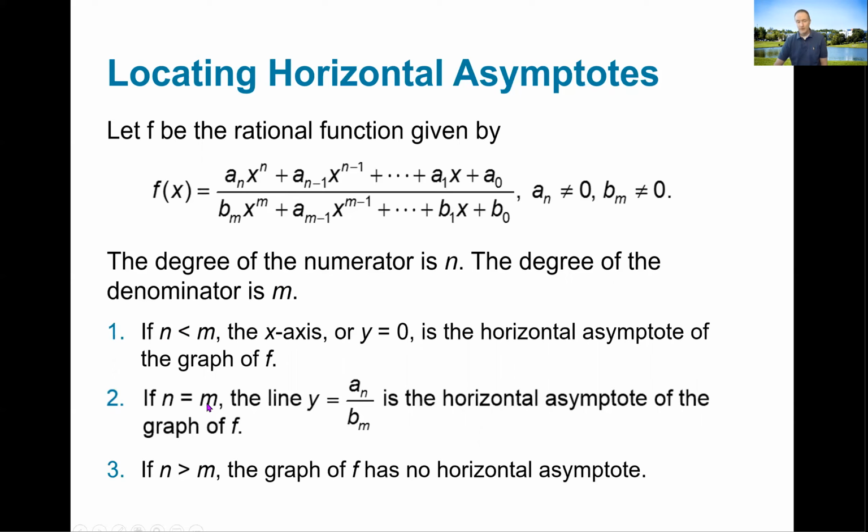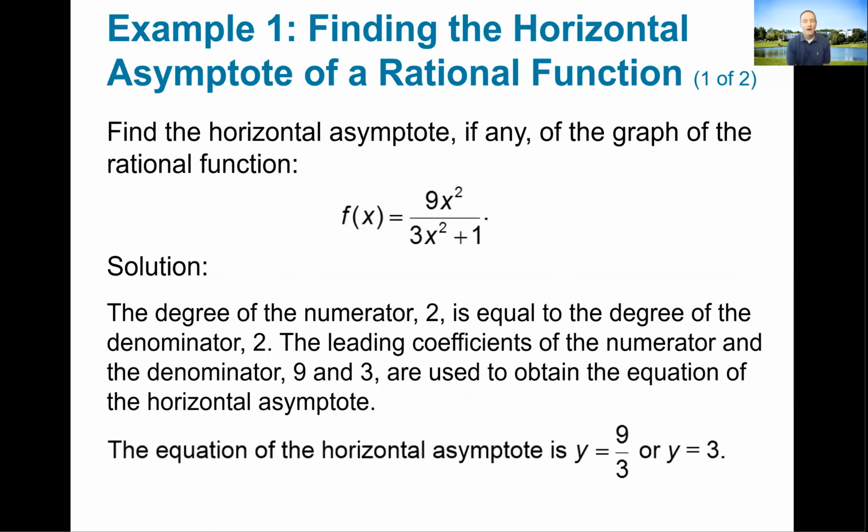Well, what if the degree of the numerator and denominator are the same? What if n is equal to m? Then you just take the fraction of your leading coefficients. You'll see I put y is equal to a sub n over b sub n is going to be your horizontal asymptote. And in the last scenario where you don't have a horizontal asymptote, what if the degree of the numerator exceeds that of the denominator? So if n is greater than m, you don't have a horizontal asymptote. You're not going to approach any one y value. It's going to keep on getting larger and larger and larger as x gets larger. You might have what's called a slant asymptote, which we'll talk about later in the notes.